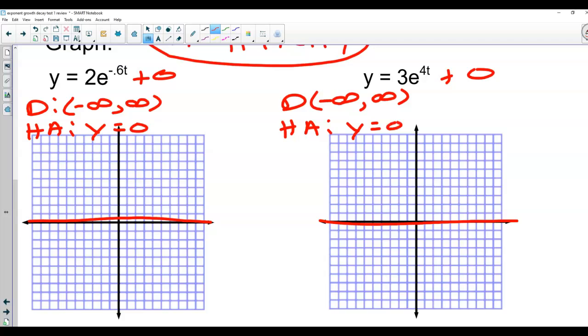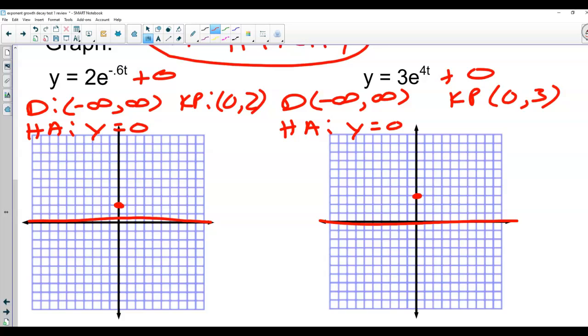Now when I go to graph it, my key point, KP, if you plug 0 in for your t, you're going to get 2. E to the 0 is 1, 1 times 2, so the key point is 0, 2 here. Here, you plug 0 in for your t, you get 3. E to the 0 is 1, 1 times 3 is 3. So 0, 2, 0, 3. Those are your only points.